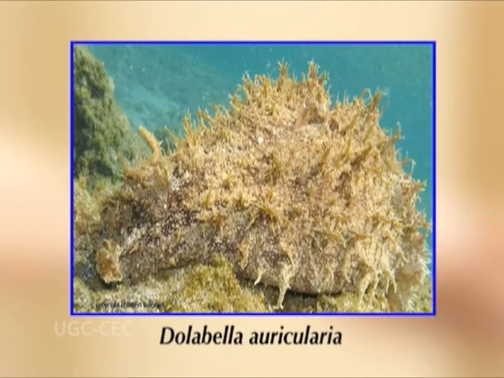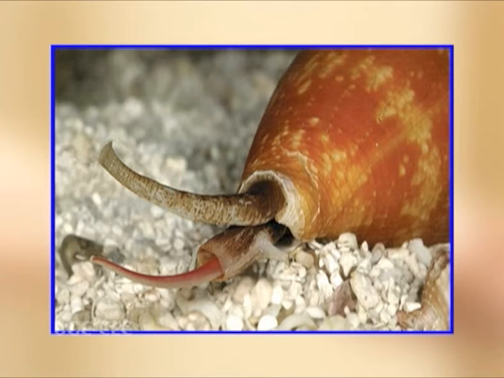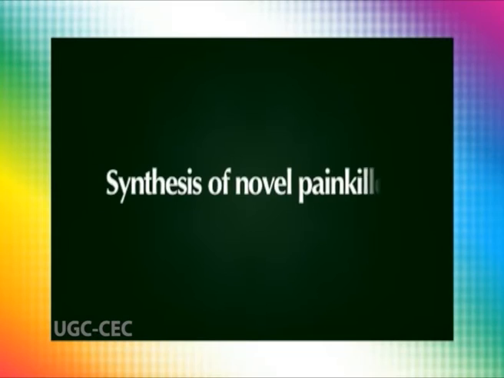The sea hare Dolabella auricularia from the Indian Ocean is the source of more than 15 cytotoxic cyclic and linear peptides called the dolastatins. The extremely potent venoms of predatory cone snails have yielded complex mixtures of small peptides which have provided models for the synthesis of novel painkillers.